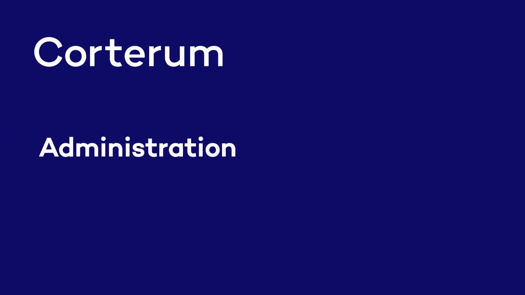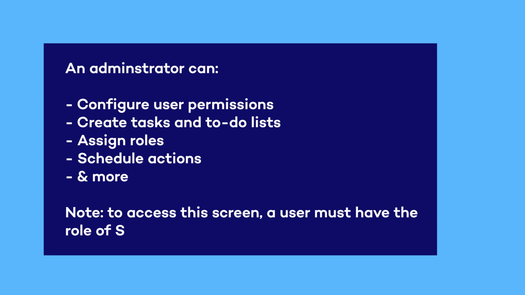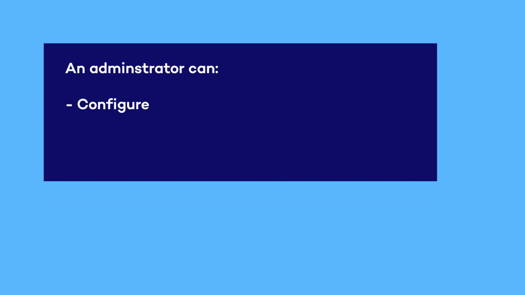The administration screen can be considered the nerve center. It is from here that you can configure what users can and cannot do, create tasks and to-do lists, assign roles and schedule actions. To have access to the screen, you must first be provided the rights of a system admin. A system admin can be created through the administration screen under the option for user accounts.